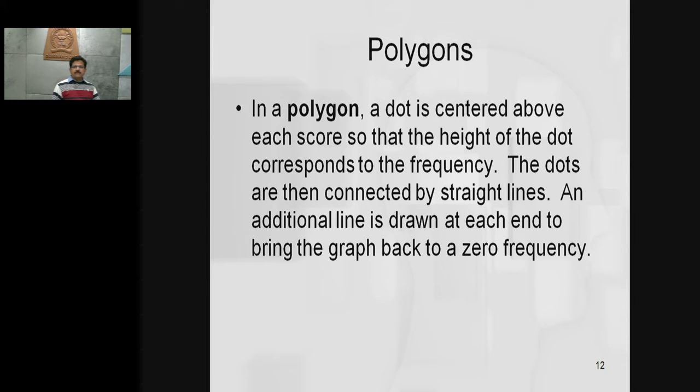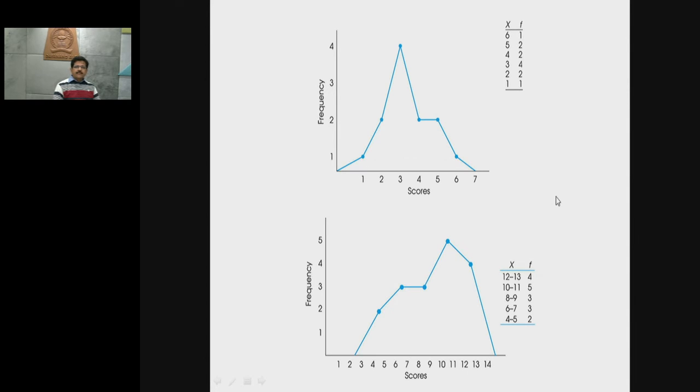In a polygon, a dot is centered above each score so that the height of the dot corresponds to the frequency. The dots are then connected by straight lines. An additional line is drawn at each end to bring the graph back to zero frequency. So these are the frequency polygons constructed for the data we had discussed earlier.